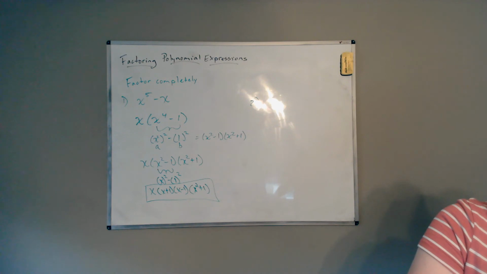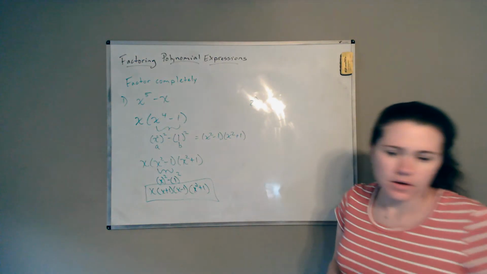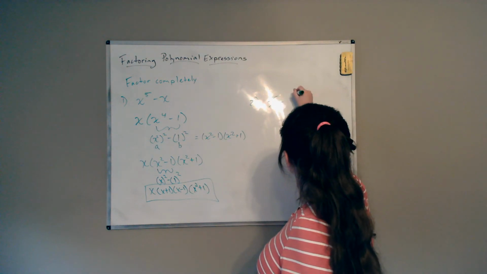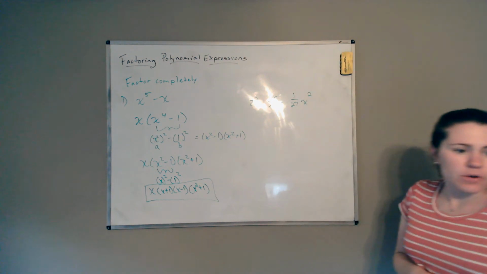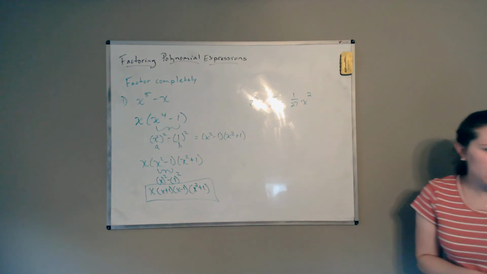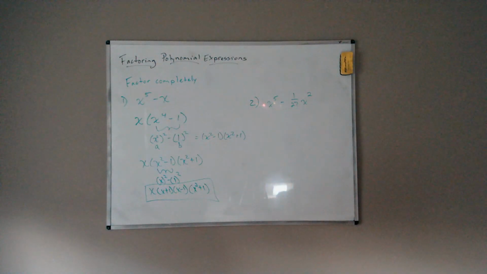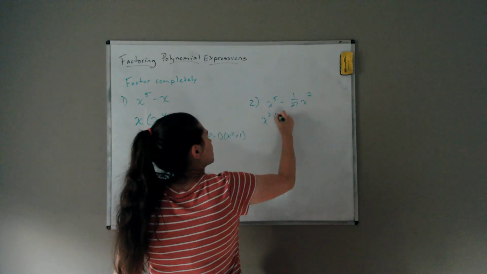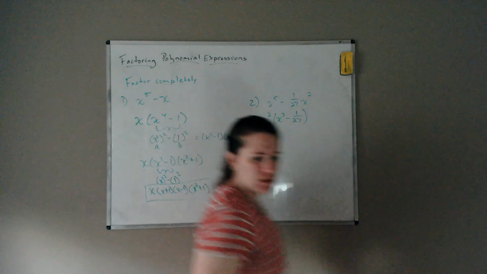Why don't we do x to the 5th minus 1 over 27 x to the 2nd. First thing is we're going to check to see whether or not we have a greatest common factor. And we have a greatest common factor here. We can factor out an x squared. That's going to leave us with x to the 3rd minus 1 over 27.